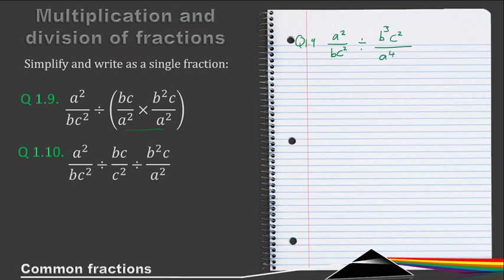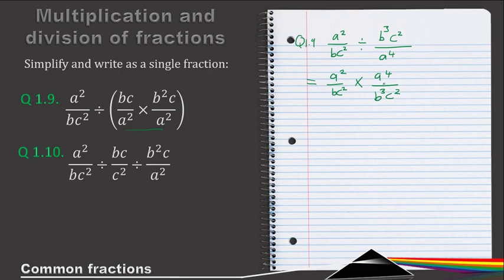Alright, so now we have this single fraction over here, and we can now change this division sign into multiplication. This one stays the same. Remember, only the one after the division sign changes. Then times by a to the power of 4 over b to the power of 3, c squared. Let's see if we can cancel.